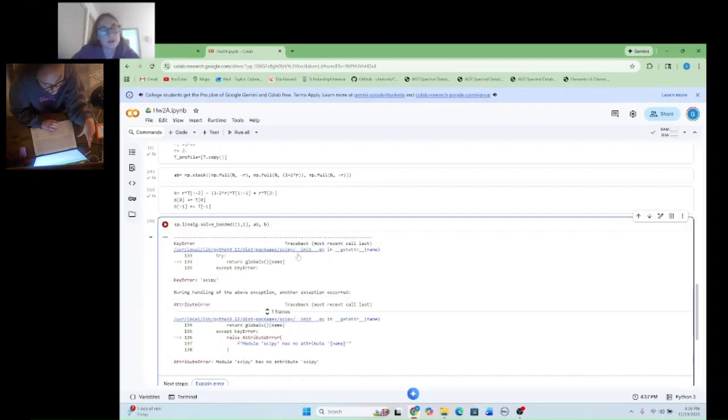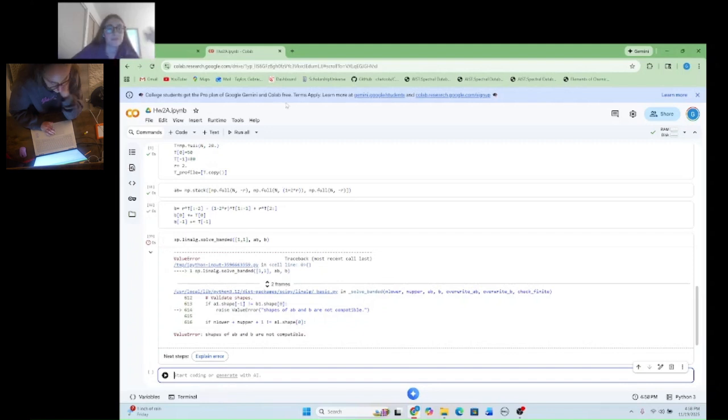Okay, so SciPy, we don't want SciPy. It's sp.linalg.solve_banded. And then our 2 points are from 1 to 1, and then we have our first matrix and then our product matrix, which is B, right?